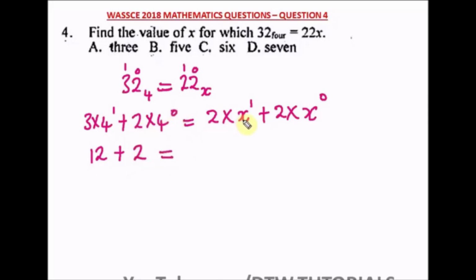2, equal to what? X raised to power 1 is still x, and x times 2 will give us what? 2x, plus x raised to power 0 is 1, and 1 times 2 will give us what? 2. Okay, so let's find the value of x.